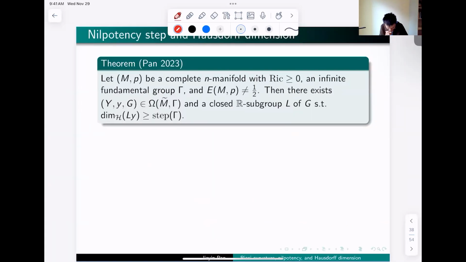So this is the result that I got this year. We start with a complete Riemannian manifold with non-negative Ricci curvature and an infinite fundamental group. And I need an additional assumption that the escape rate is not 1/2. Recall that 1/2 is the maximal value you can go. So we assume the escape rate is not maximal. And in particular, this will imply that the pi1 is finitely generated, right? It's finitely generated, so the step of this makes sense now.